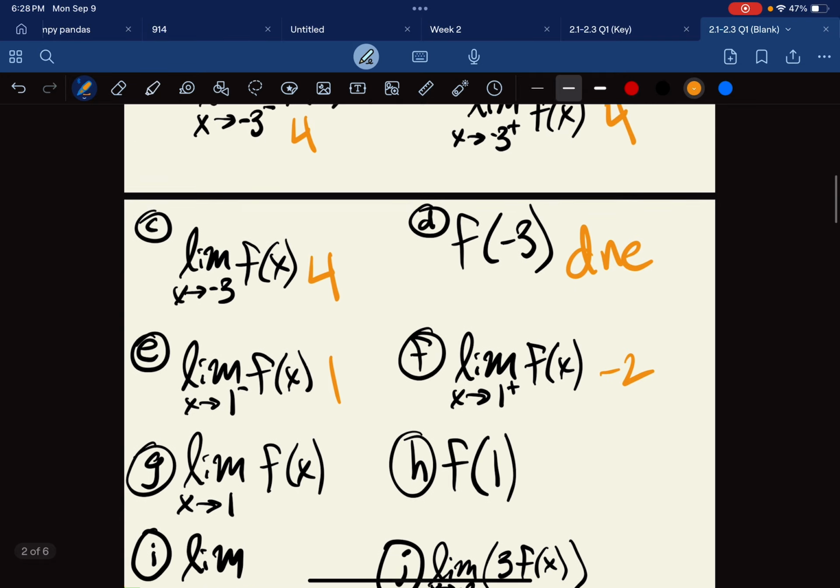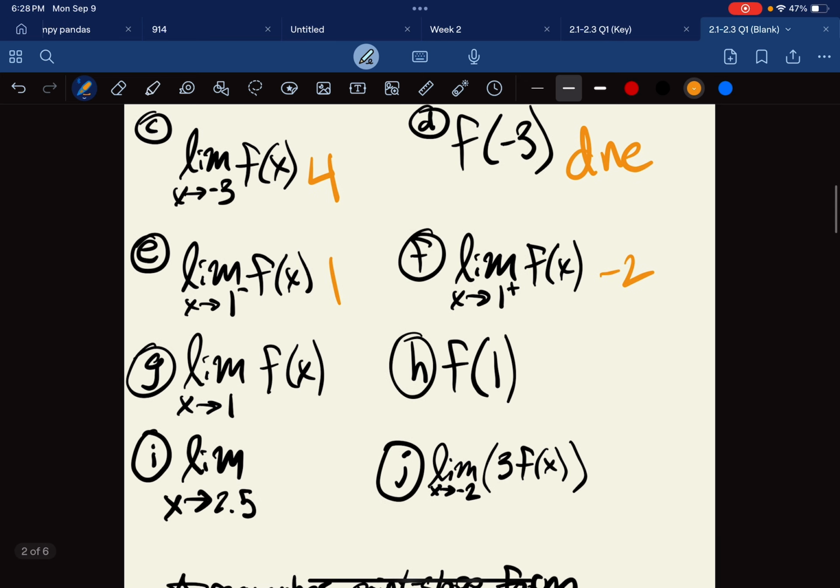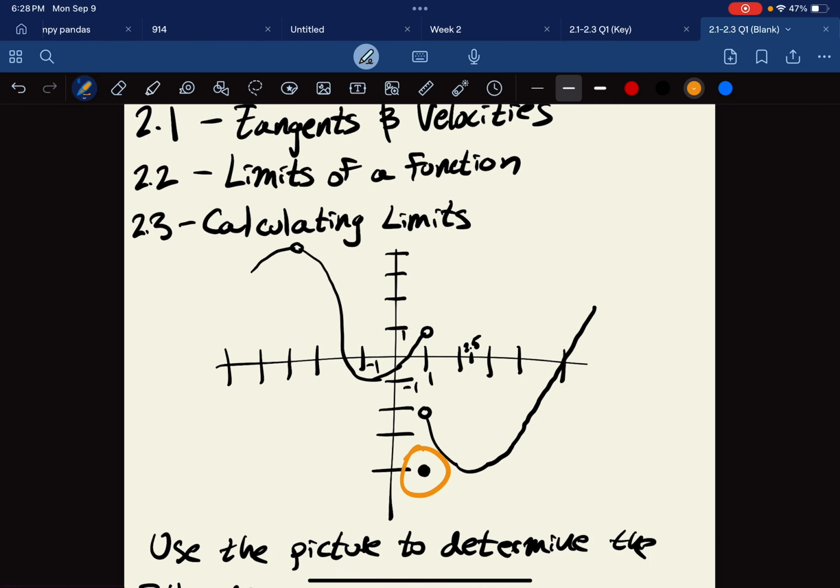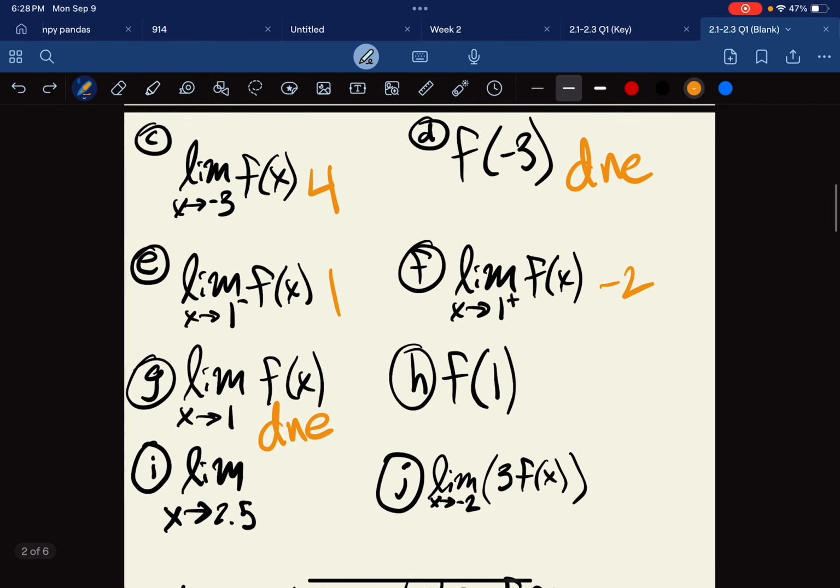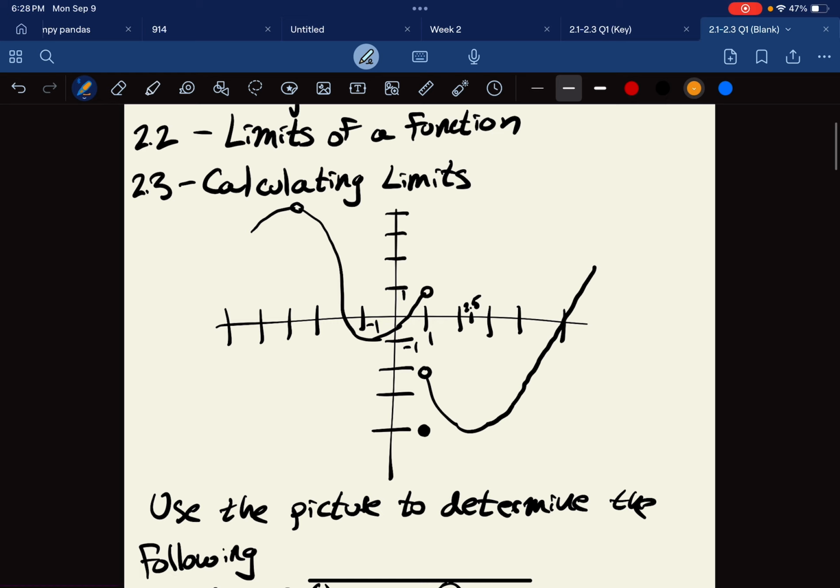And if you're ever given a graph on a test or something, it'd be drawn better than this. But unfortunately here, our left-hand limit and our right-hand limit do not match. So if they do not match, we do not have a limit. So we say that the limit does not exist at that point. Now how about the value? Well, we talked about it earlier, f of 1 is -4. So -4.